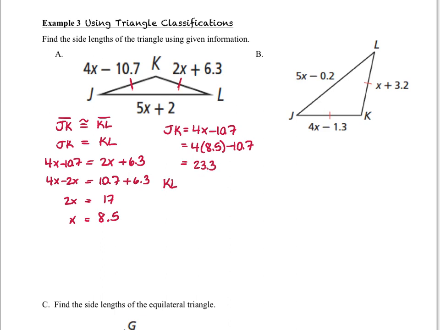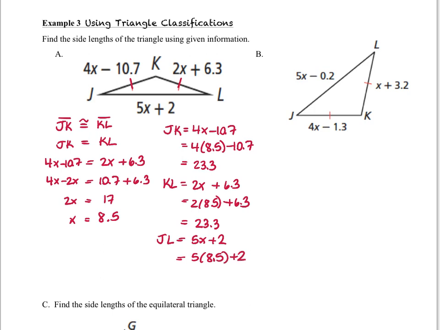Now we can do the same for KL, which measures 2x plus 6.3. We substitute in our found value of 8.5, and we find that segment KL has a length of 23.3. Now we're going to do the same for JL, which measures 5x plus 2. Substitute in, and we find that side JL has a length of 44.5, and that means we're ready to move on to question B.